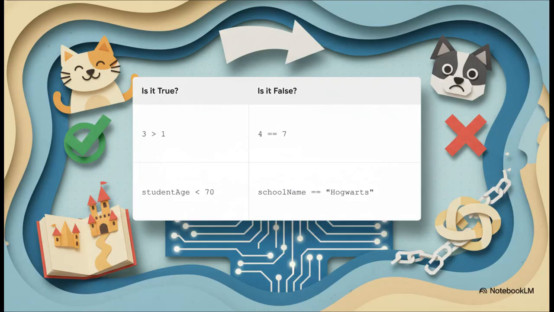Let's see how this actually works. On the left side, we've got expressions that are true. Is 3 greater than 1? Yep, that's true. Is a character's x position less than 400? In this case, true. Now look at the right. Is 4 equal to 7? Nope, that's false. Is the school name equal to Hogwarts? Also false. See? Every single time, the computer just boils it down to a simple true or false.